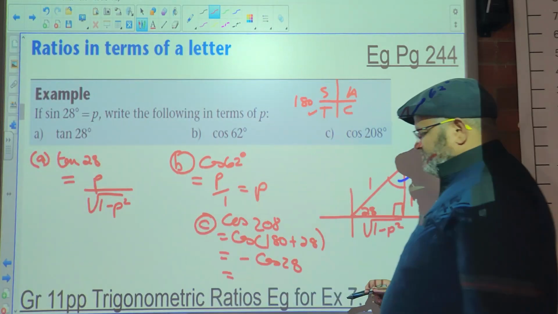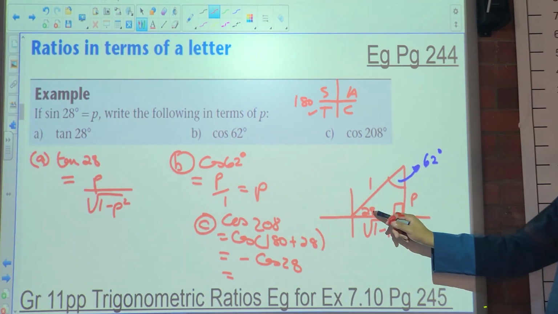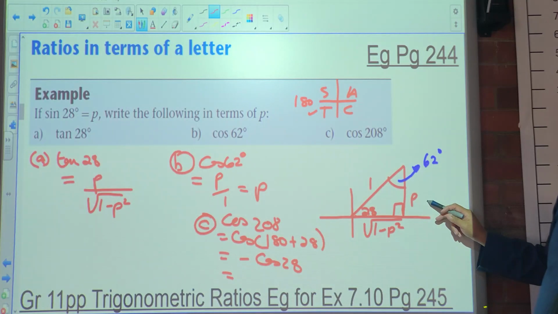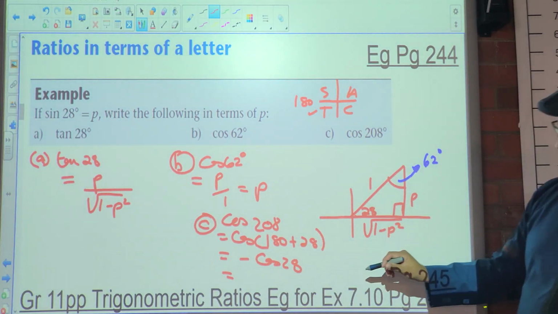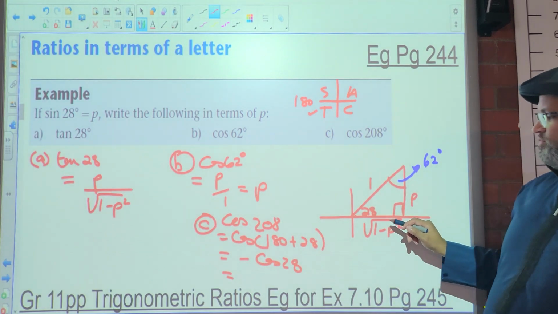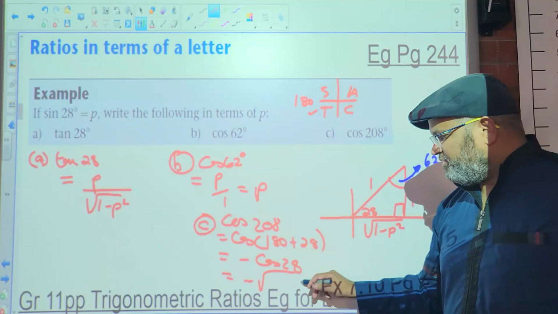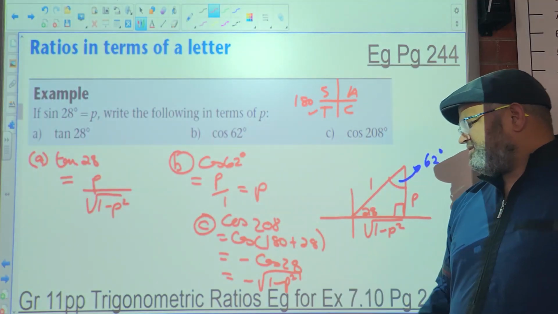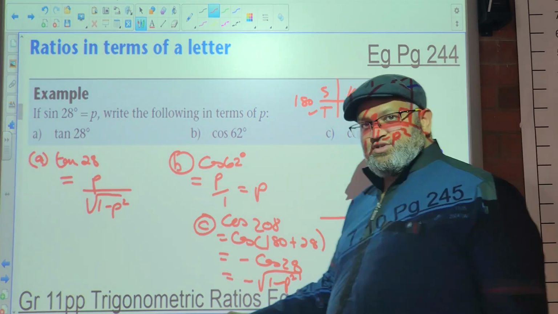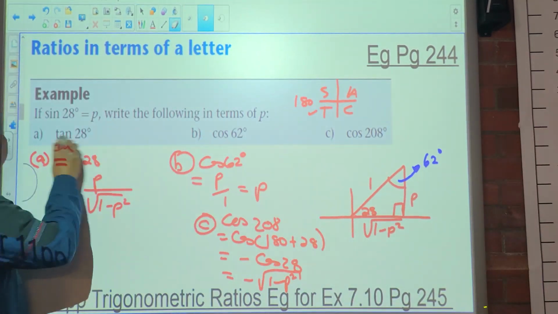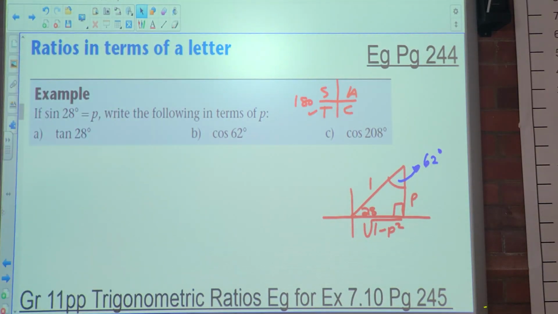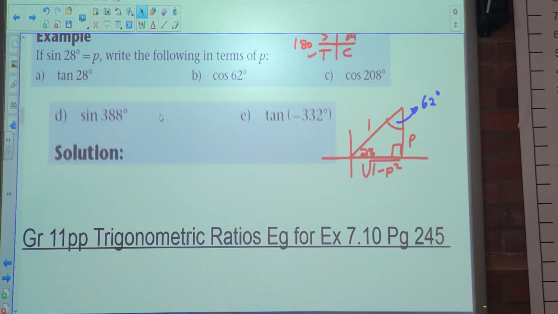Okay, what does cos stand for? Adjacent over hypotenuse. Remember, it's 28 degrees. If it was 62 degrees, I would have said that's your adjacent. For 28, your adjacent is the root of 1 minus p squared over 1, which is the square root of 1 minus p squared. You guys understand? Is there any confusion? Okay, so let's go to the D and E part of the question.